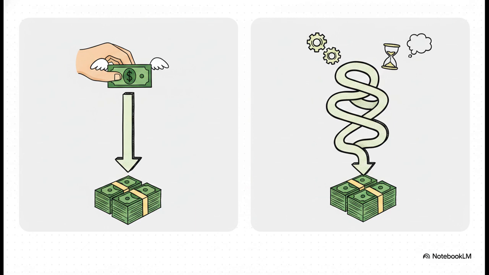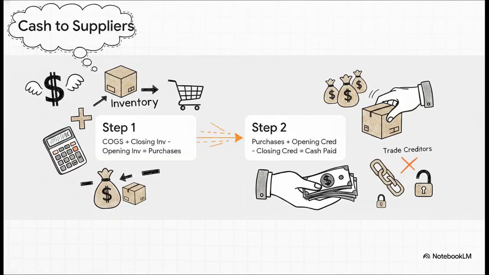Let's detail the calculation for the direct method first. If you want to know what you actually paid suppliers, you can't just glance at cost of sales. We have to strip away the accruals using a precise 2-step calculation. Step 1. Take your cost of sales, add your closing inventory, and subtract your opening inventory. Boom, that calculates your total purchases for the year.